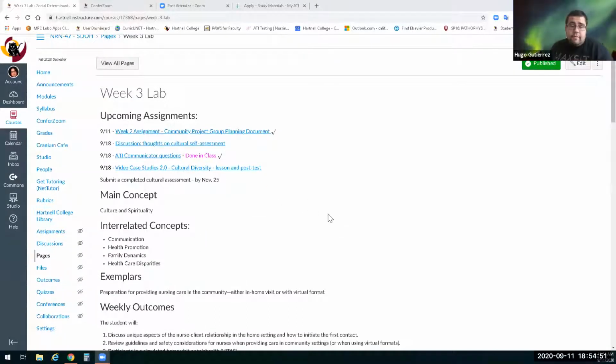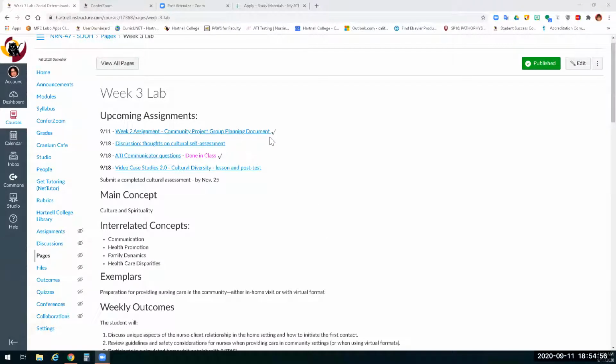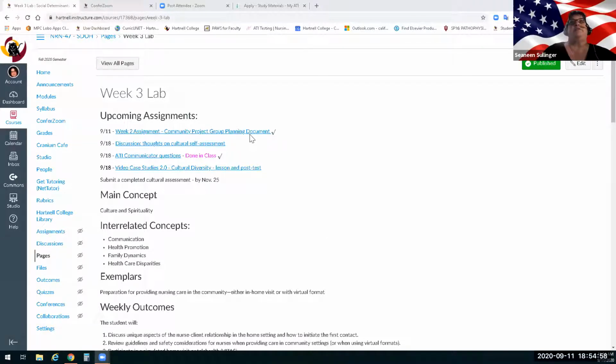Week 3 lab. Okay. So upcoming assignments, right? That's why there's a check mark. You already turned in your group planning document, right? Okay. So the cultural self-assessment, there's a discussion.